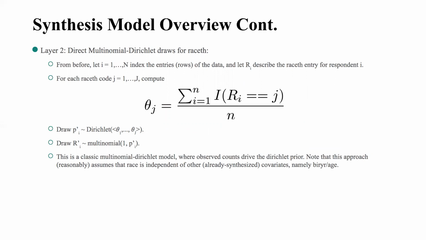And then drawing for the column they called race eth, for race or ethnicity. That was just a pretty straightforward multinomial Dirichlet model. We used the observed counts to drive the Dirichlet prior. There weren't any other covariates in this model. And I would say race ethnicity was the first real variable we synthesized, not just perturbing like we did age.